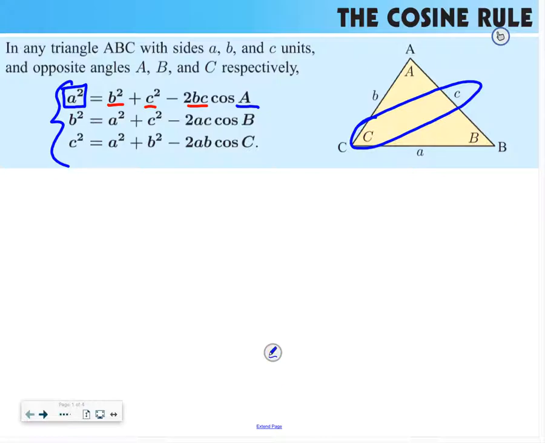Okay, that pattern persists on this one. Since this is B squared, our angle is B. So what's left over? The A and C sides, and A and C over here. And the same pattern for our C squared. You have angle C and sides A and B, A and B. Okay, so let's see this in action here.